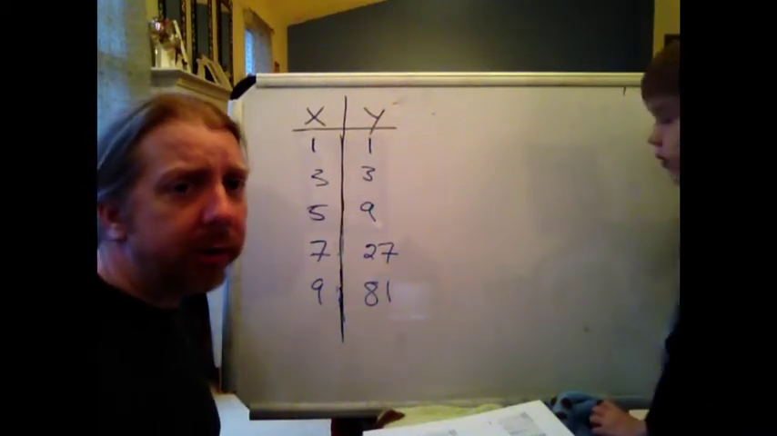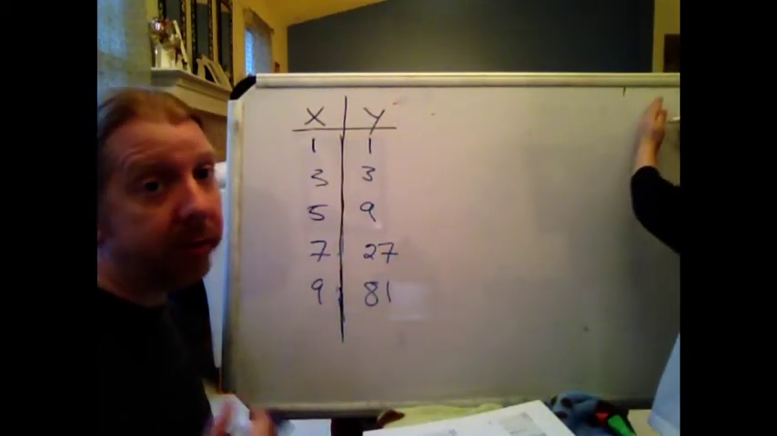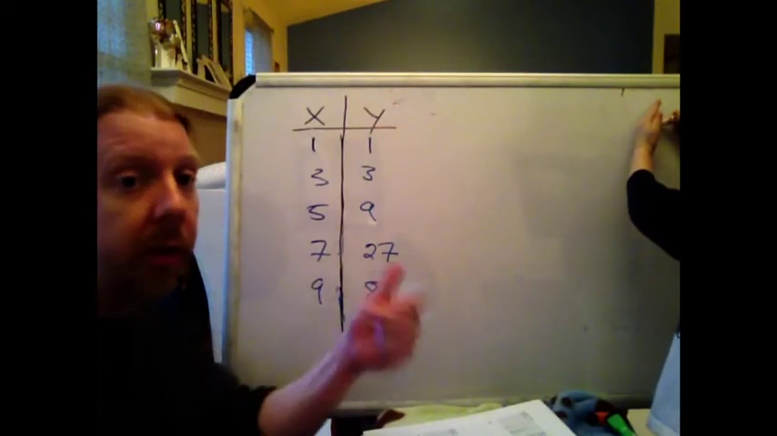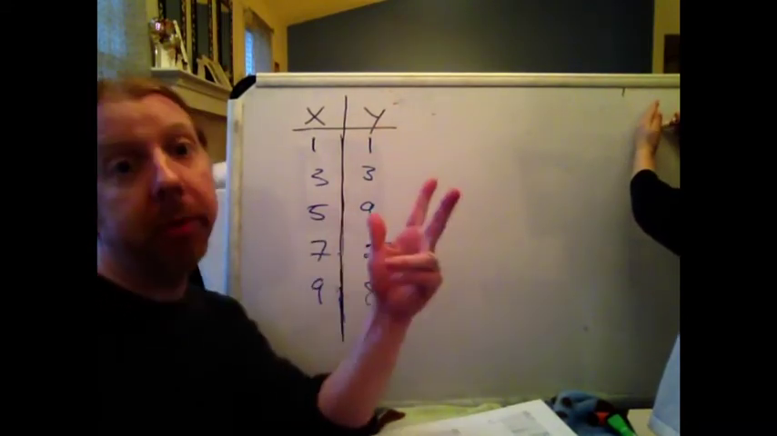We're going to do another look at this data to see if we can find what model fits best. Is it going to be a linear? Is it going to be quadratic? Or is it going to be exponential?